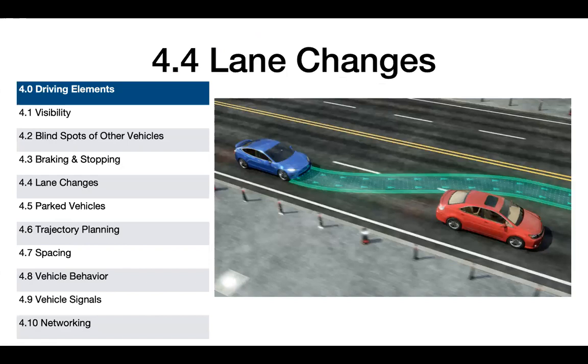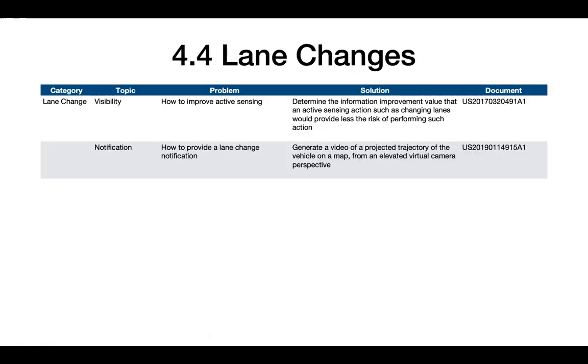How do I change lanes? One is the active sensing again. Determine the information improvement value to an active sensing action, such as changing lanes. And in this case, I do change the lane.